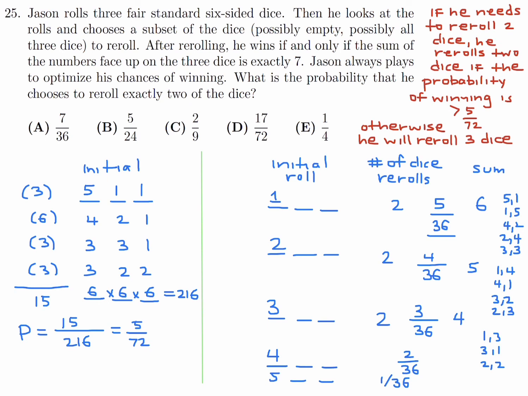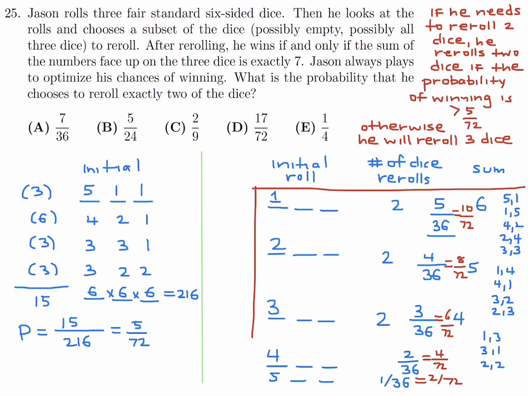Well, I'll tell you. What we can do is put them over the same denominator. It makes it easier to compare. This is 10 over 72. This is 8 over 72. This is 6 over 72. This is 4 over 72. And this is 2 over 72. Which one of those is greater than 5 over 72? Well, obviously these ones, these scenarios. This is not, and this is not.